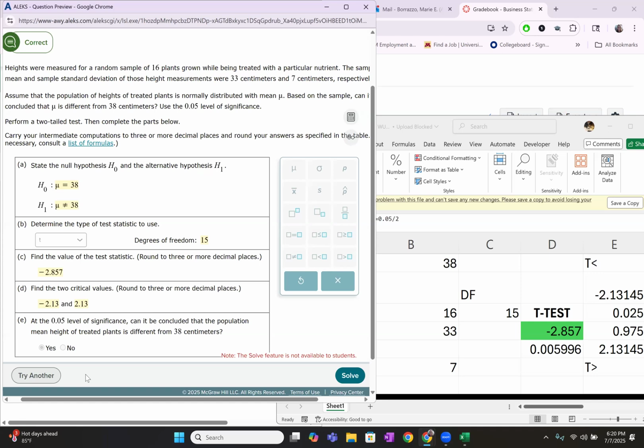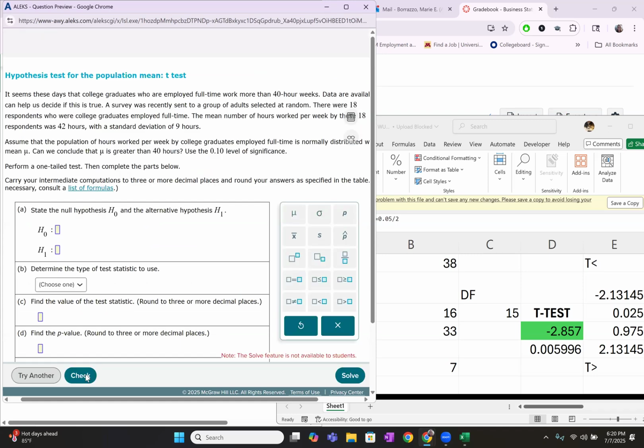You want to do another one? Yes, please. Okay. Is that everybody? Yes, please. Okay, let's go to another one. So again, you're looking for a t-value for proportion. Here we go.